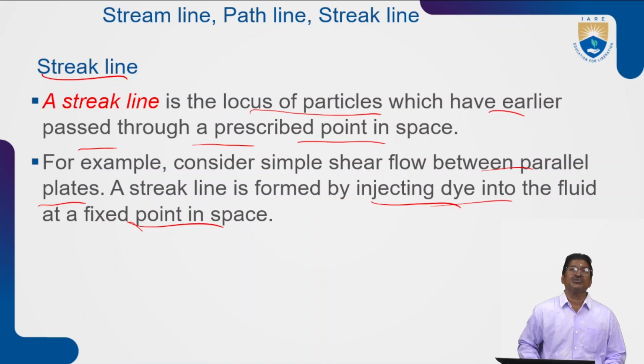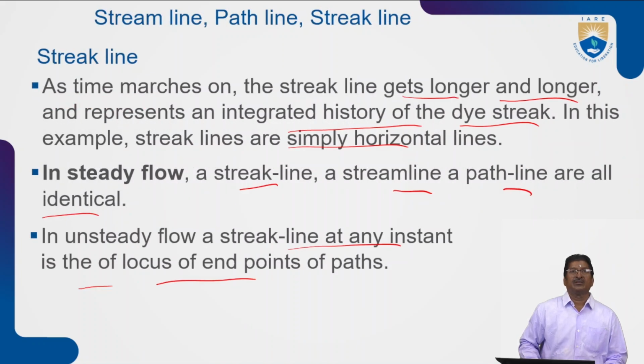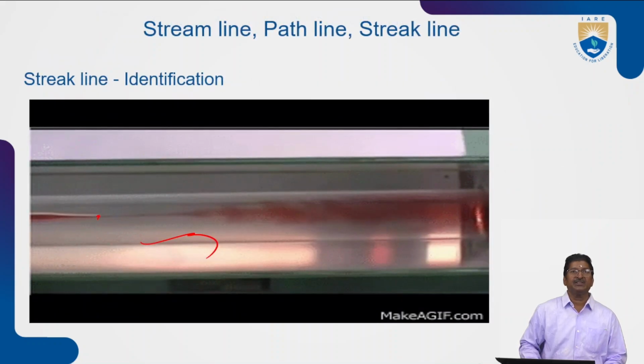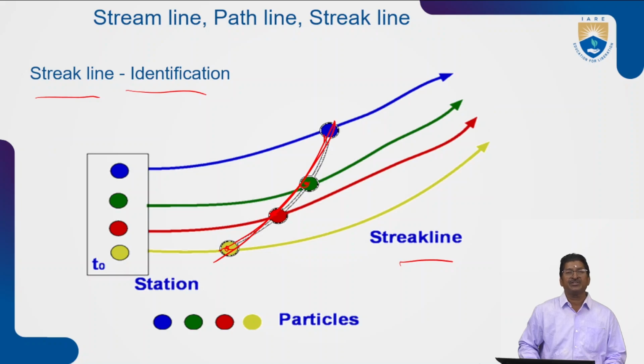A streak line is nothing but the locus of different particles. That is the streak line. It is just like injecting a dye in the fluid at a fixed point in space. For steady flow, streak lines, streamlines and path lines are identical. So you can see here the dye injection in the fluid gives the streak line identification. Another figure for the streak line: all these yellow, red, green, blue different points, if you join them, give the locus of different particles. That is a streak line here.